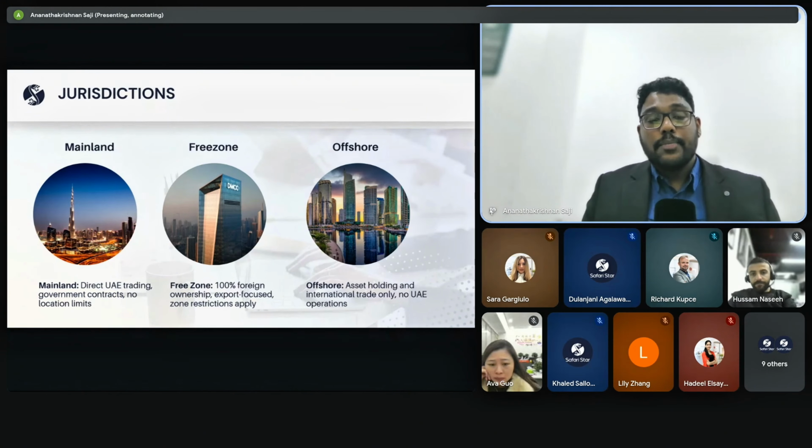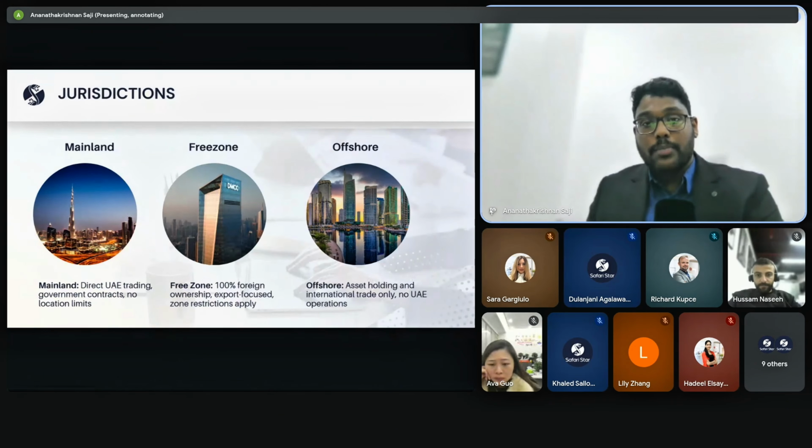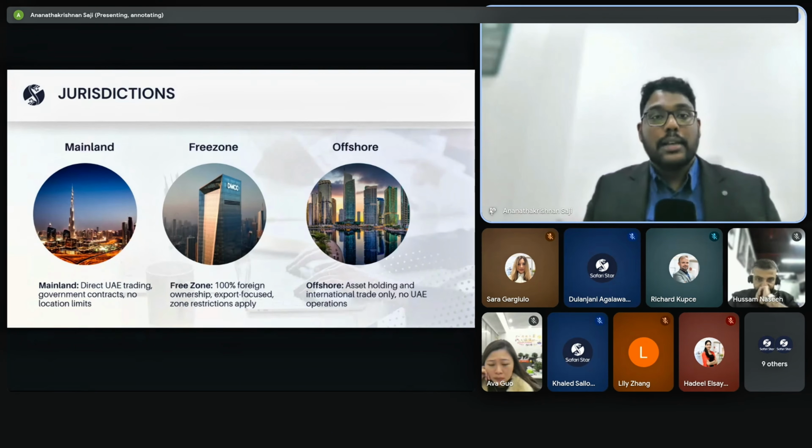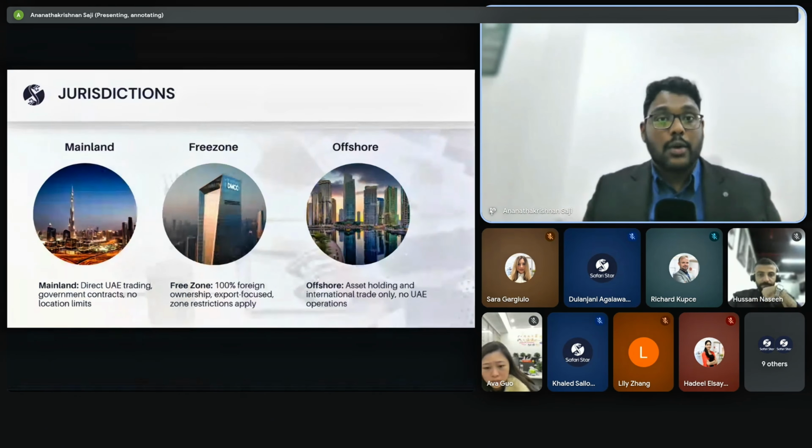But for free zone, your company is limited to a zone, and your business activity has to be conducted within the zone. But there is also one plus point: if you're focusing on a service-based license, let's say media, or any digital services, or you're a person who is giving tax and accounting services, for those clients, a free zone license can be a suitable one.